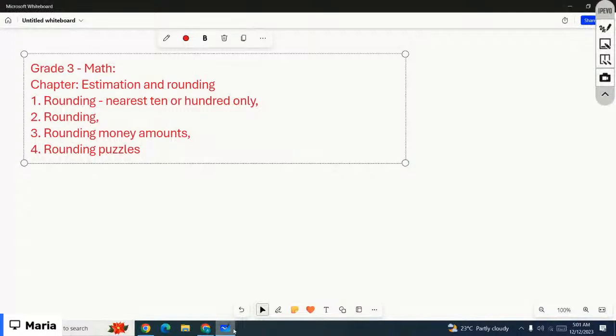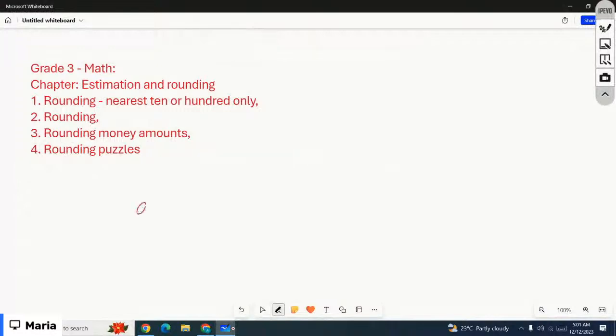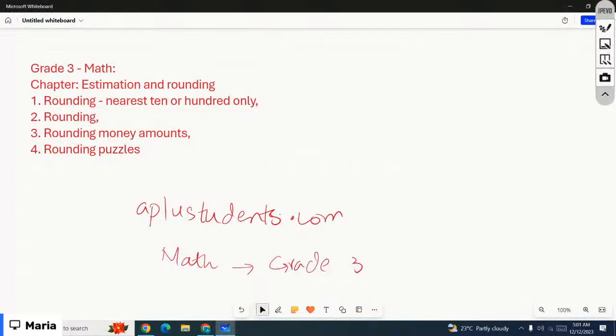We are here for grade 3 math. You can find all the lessons on ablastudents.com. You have to log in there using your email address and password as provided by the administrator. Then select math from the subject tab, scroll down to grade 3 and click on view all lessons. There you can find the list of the chapters.